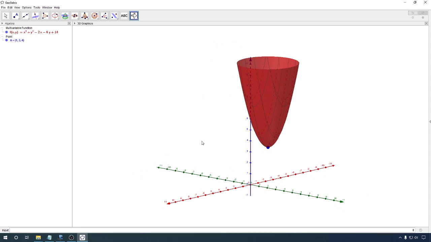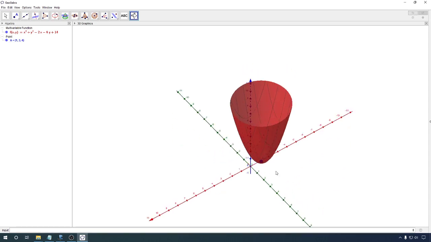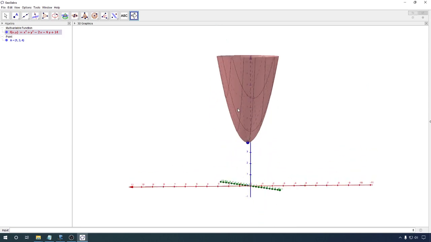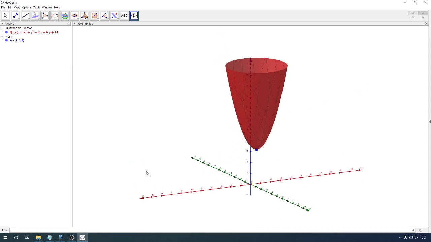It's pretty clear that this vertex is a local minimum for the paraboloid. If we were to take points near (1, 3), all the values of the function are above it. That's what we mean by a local minimum.